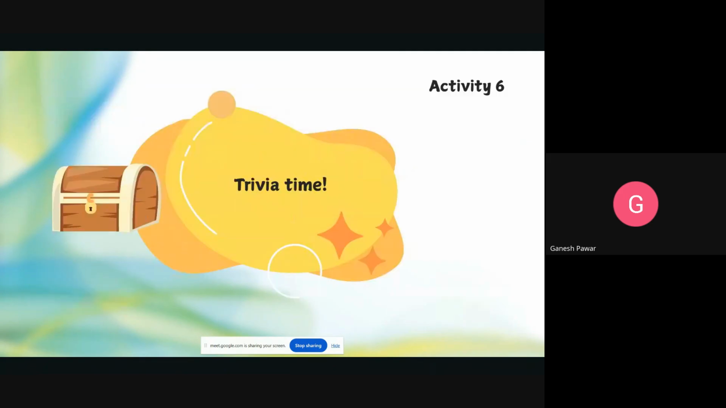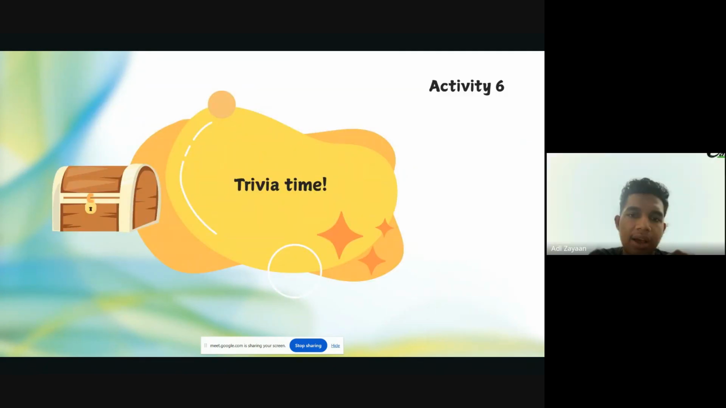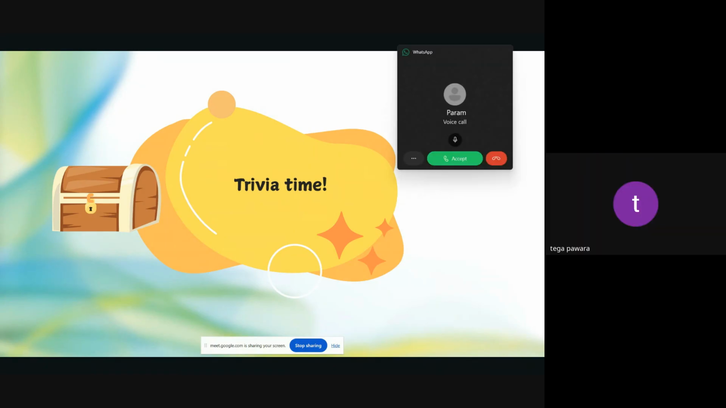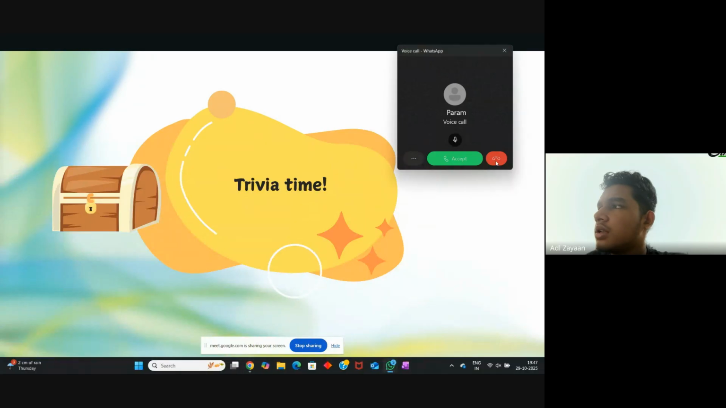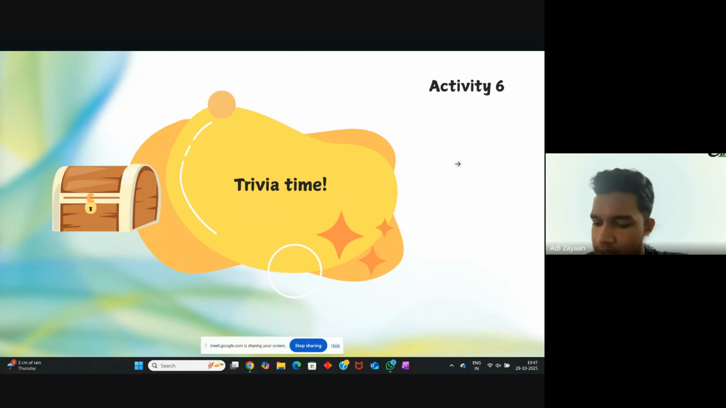Okay, cool. So this is the next activity. The name of the activity is trivia time. So I'll show you the activity. So trivia means small interesting facts and all. So trivia are something like small new facts and all.